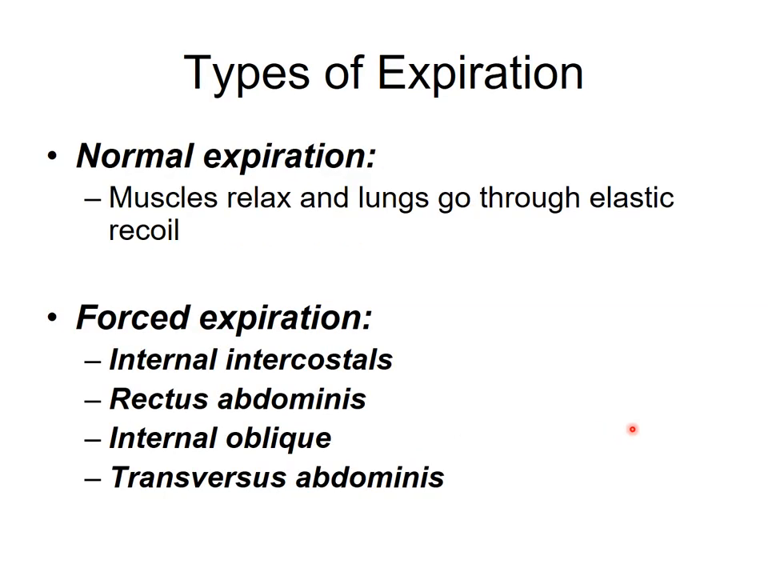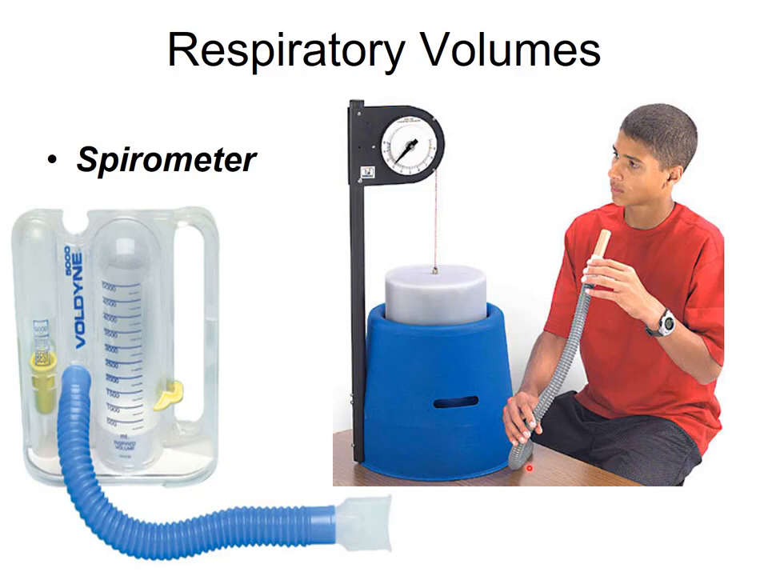During normal expiration, when you're exhaling, the muscles are going to relax, and the lungs will recoil. If you force a deep breath out, it's going to involve the internal intercostals, the rectus abdominis, internal obliques, and transversus abdominis muscles.